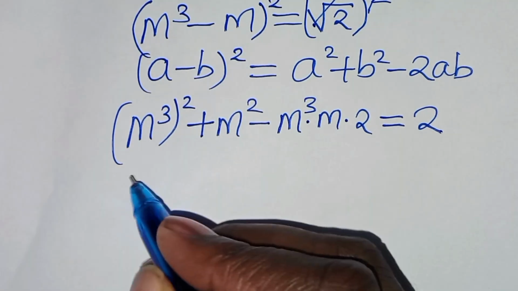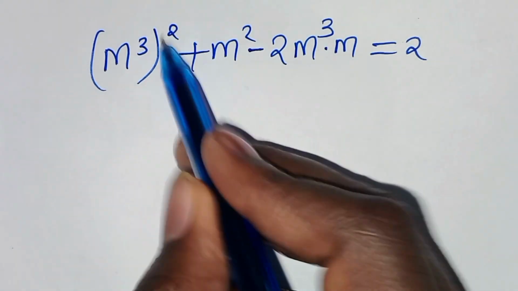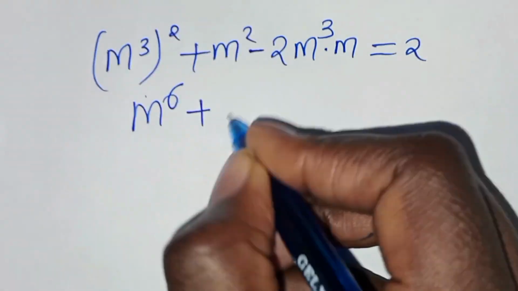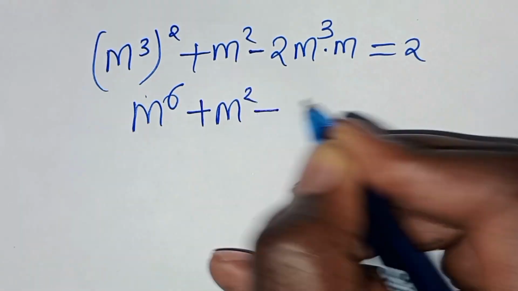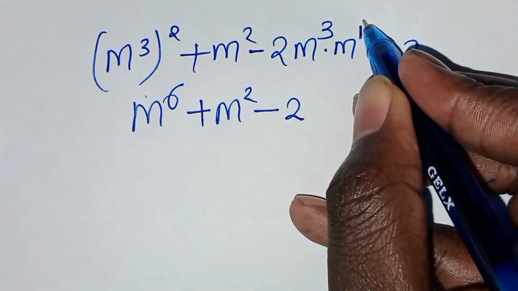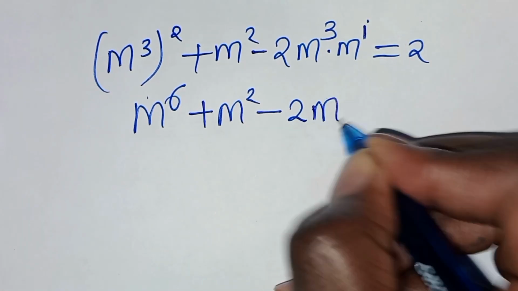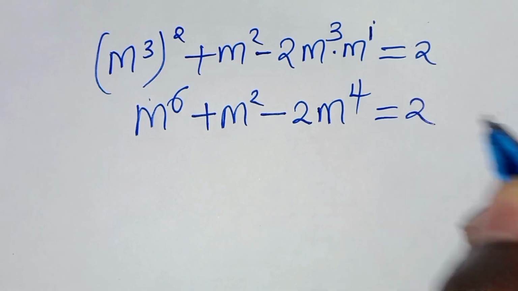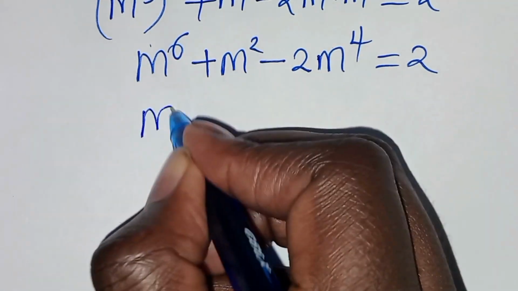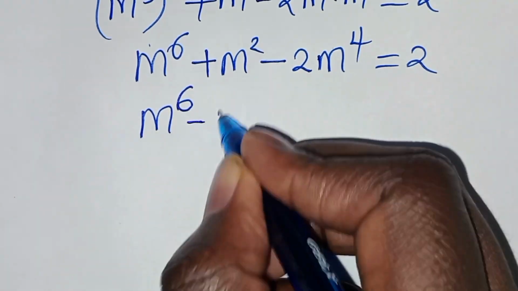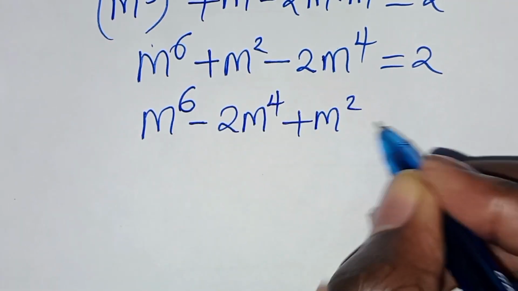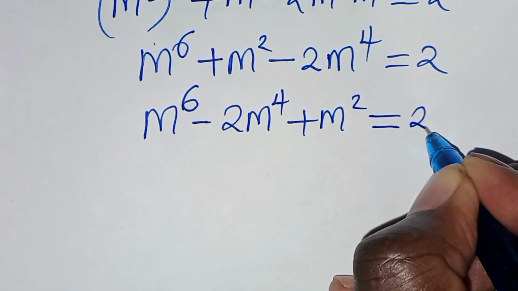Now here we have m to the power 3 raised to the power 2, which is m to the power 6, then plus m squared minus 2 times m to the power 3 times m. Remember this is m to the power 1, so this is 2m to the power 4. This is equal to 2. Now from what we have here, this is m to the power 6 subtract 2m to the power 4, plus m squared. This is equal to 2.